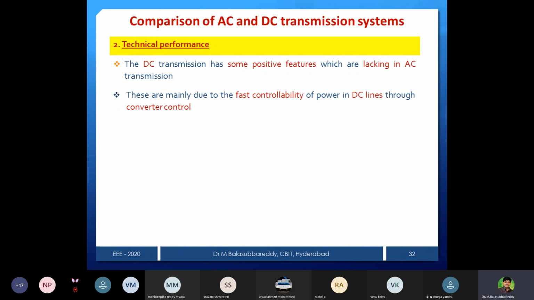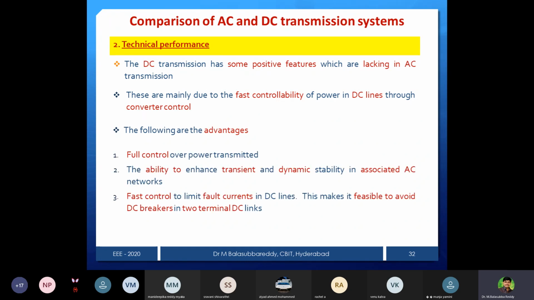That means laser circuit or light triggering. So with that, you can easily break the junction J2 and it is going to conduct. Series operation of devices conduction is also possible. So many features are there. That is the reason you can say there is fast controllability of power in DC lines through converter control.